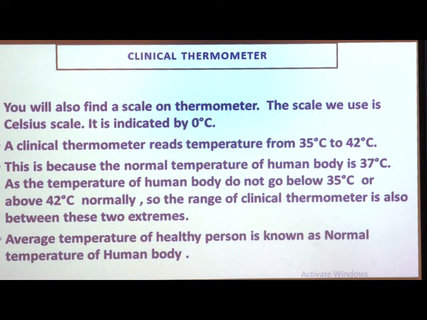Whenever the temperature is above 42 degrees Celsius or below 35 degrees Celsius, that person is not normal. They may have a cold or a fever. That is how it is diagnosed. So the range of a clinical thermometer is between these two extremes. The average temperature of a healthy person is known as the normal temperature of a human body.